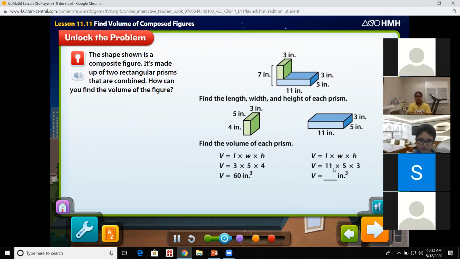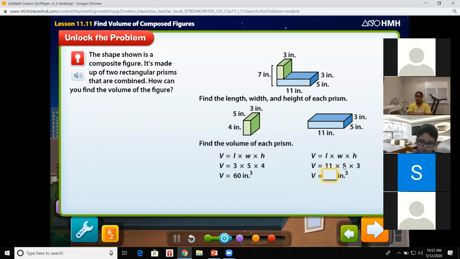What's 11 times 5 times 3? Okay, who can answer? I think I know it. Miss, I want to answer it. Wait. Okay, tell me. Miss, I know. I will say it, Miss, all together, okay?